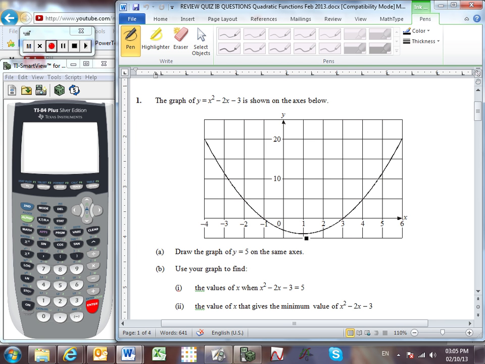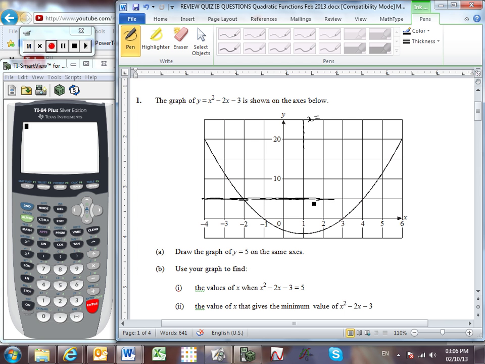Alright, let's have a look at the question. It says to draw the graph of y equals 5 on the same axes. Now, we just recently talked about how an x equals would be a vertical line. So a y equals must be a horizontal line. So where is y equal to 5? Well, if this is 0 and this is 10, y equals 5 is obviously right in between. So we draw the line right along here.